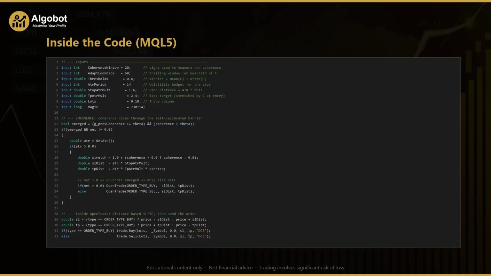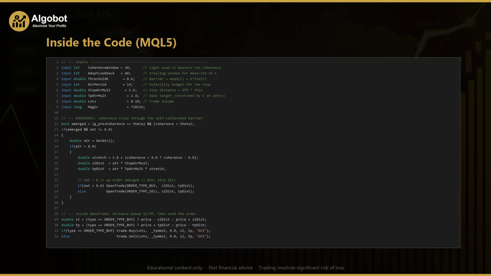Let's look at the actual MetaEditor code that makes this work. At the top, we have the input parameters. CoherenceWindow, defaulting to 20, sets how many bar return signs are used to measure run coherence. Adapt look back, at 60, is the trailing window over which the coherence signal's own average and variation are taken. ThresholdK, at 0.6, sets the barrier as the mean plus K times the standard deviation.